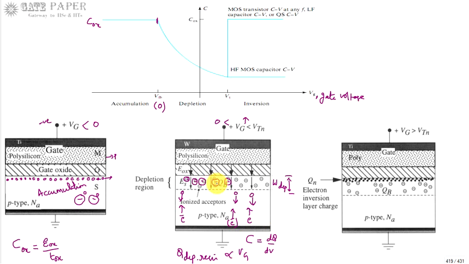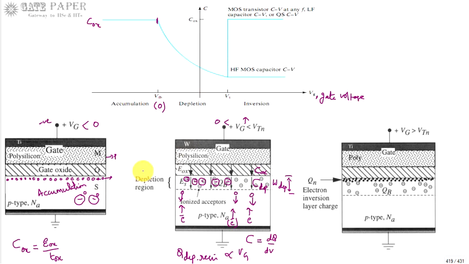So in this depletion region also, charge in the depletion region changes as voltage changes. So definitely there is a capacitance that exists. That capacitance I am calling C depletion. Now there are two capacitances present: one is the oxide capacitance, the other is the depletion capacitance. We can say it in this way.